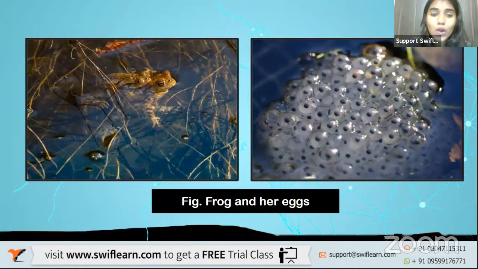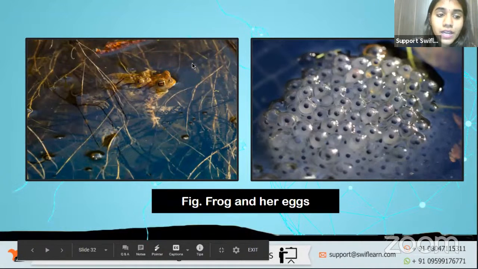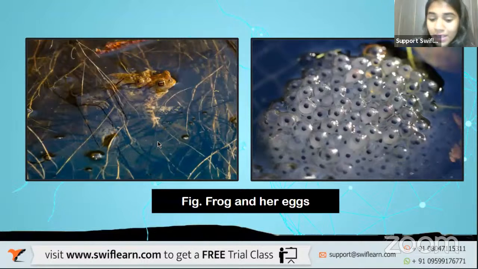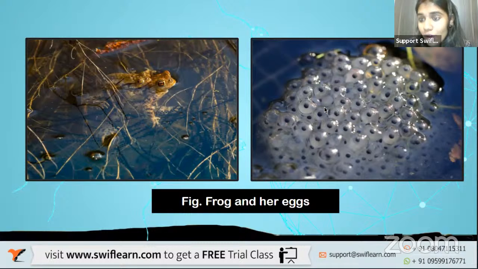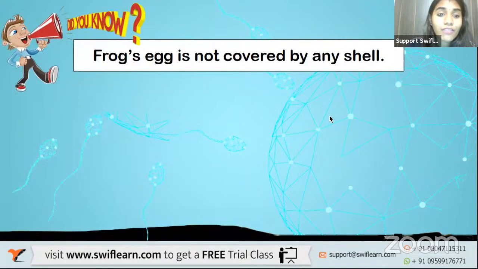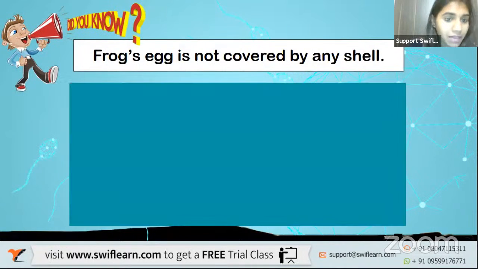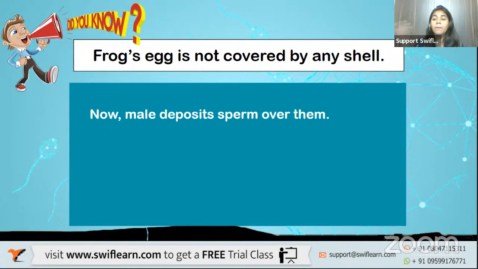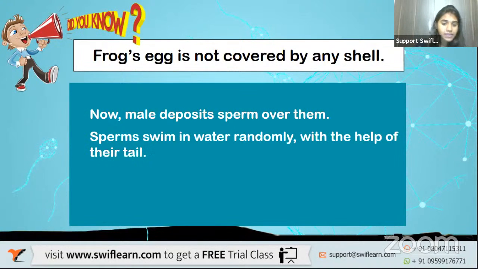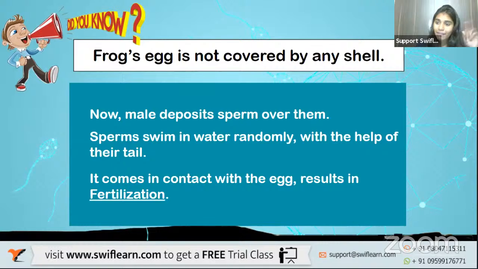This is how it looks. The frog comes to a lake or pond during the rainy or spring season, and you have her eggs. This is how a frog's egg looks. There are about 100 eggs in the water, and a frog's egg is not covered by any shell. The male frog will directly come and lay the sperms over these eggs. The sperms swim in water randomly with the help of their tail, reach the egg, come in contact with the egg, and fertilization happens.